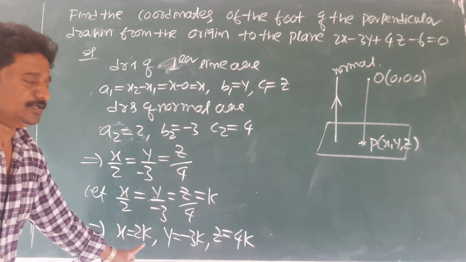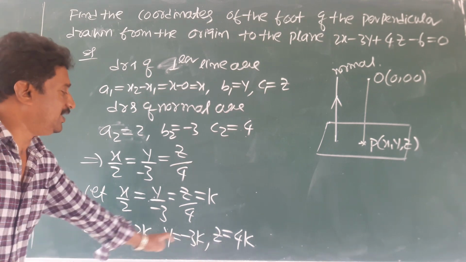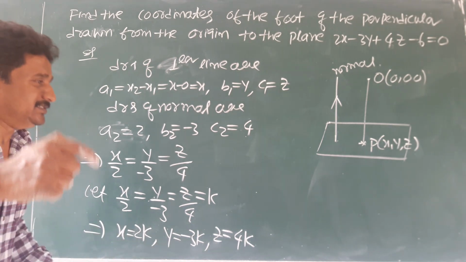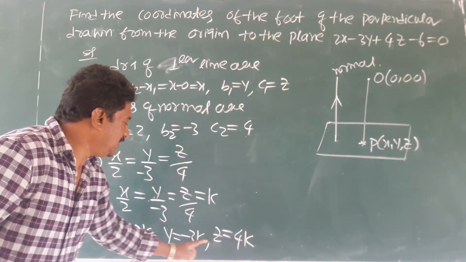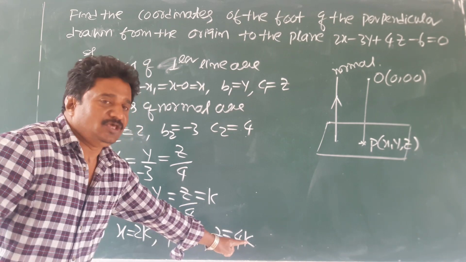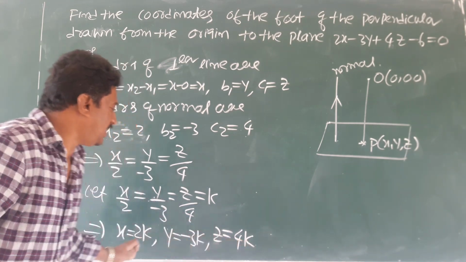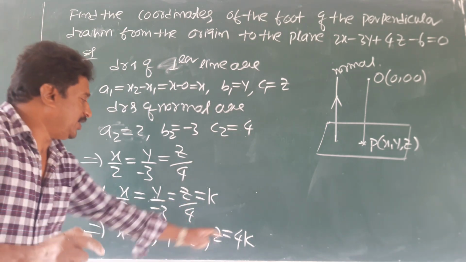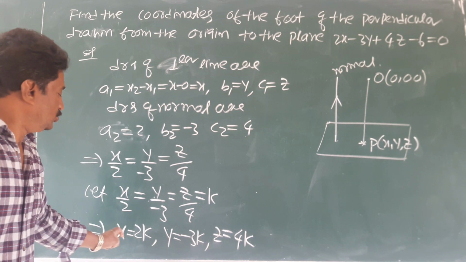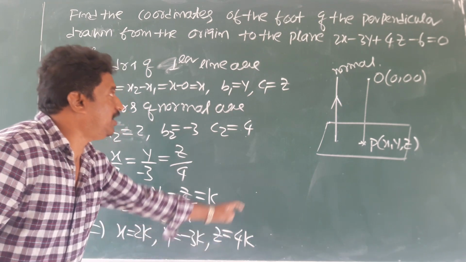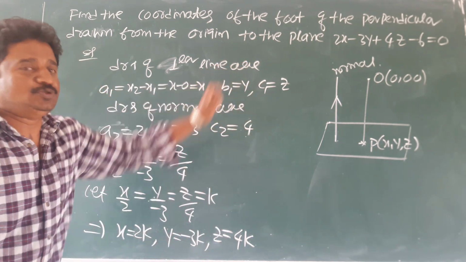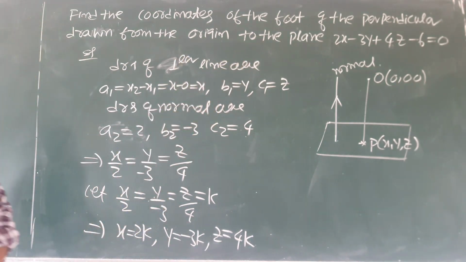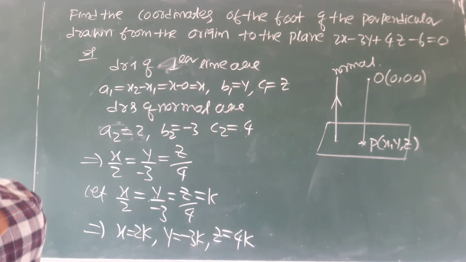Now we got the coordinates of the foot, but we still have this unknown k. If we can find k, finding the foot is so easy. Now let us think how to find k. Very simple, students: substitute the x, y and z values in the given plane, and you will get the k value.